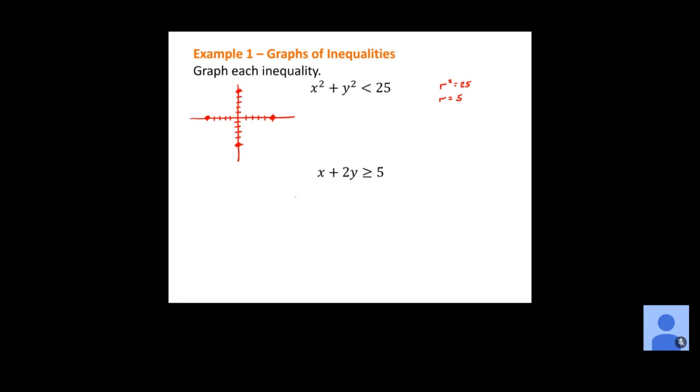Now, before I actually sketch, we have to think about whether this is going to be a solid curve or a dashed curve. So what is this one going to have to be this time? Dashed. Good. So remember, if it's less than or greater than, if there's no equals on it, then we have to make sure we make it a dashed curve. So when you draw your circle now, just make sure it's dotted or dashed. So we get something like that now.